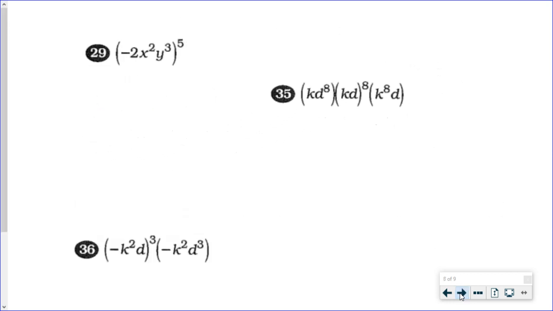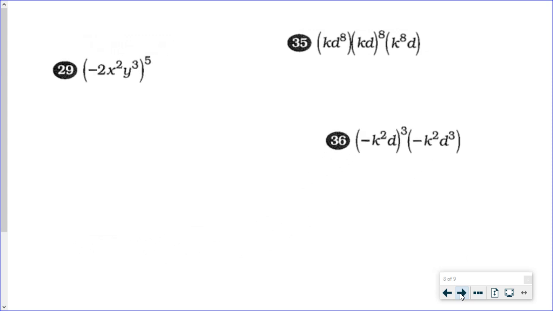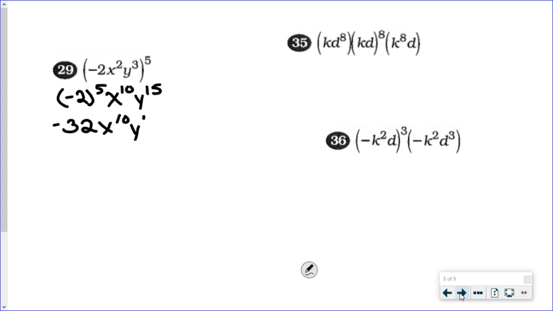Okay, so I'm going to get this one out of the way for right now. So for this one, again, put it in parentheses. -2 to the power of 5, x to the power of, now we multiply 10, y to the power of 15, because this is power to a power. Now, if I want to put that -2 to the 5th power in parentheses, I'm going to use the caret button, but I'm going to use parentheses to get a -32, x to the 10th, y to the 15th.